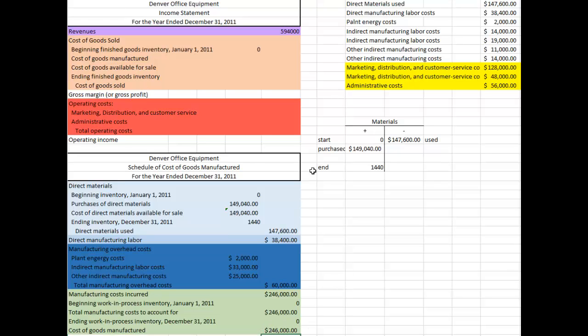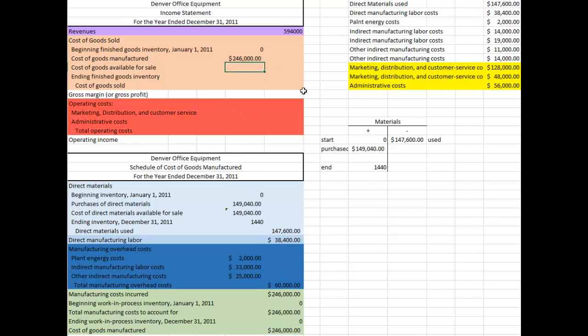This number comes all the way up here into the cost of goods manufactured, 246. So the goods available for sale are what I started with, which was nothing, plus what I manufactured, which is 246. So my goods available for sale is 246. My ending finished goods inventory, we calculated that in the last video that we went through, or actually the problem tells us it's $26,000. We calculated the units. And so my cost of goods sold is actually my goods available for sale minus my ending inventory. Cost of goods sold is 220.